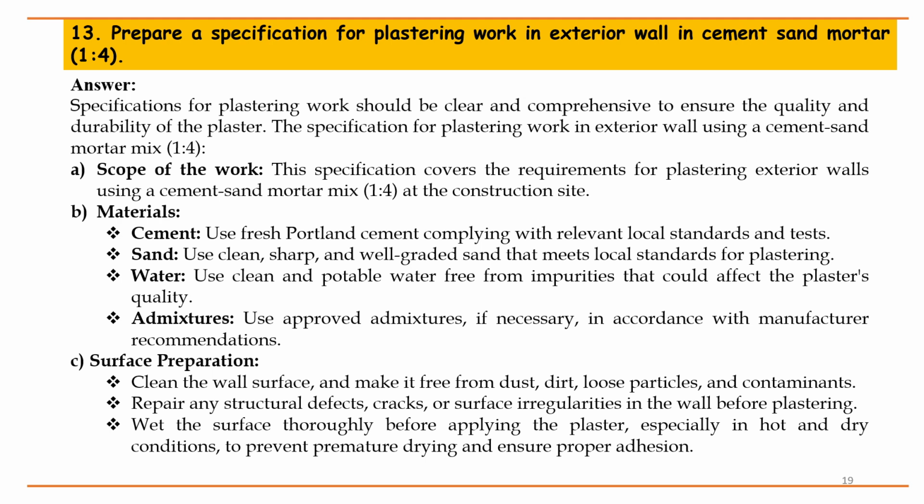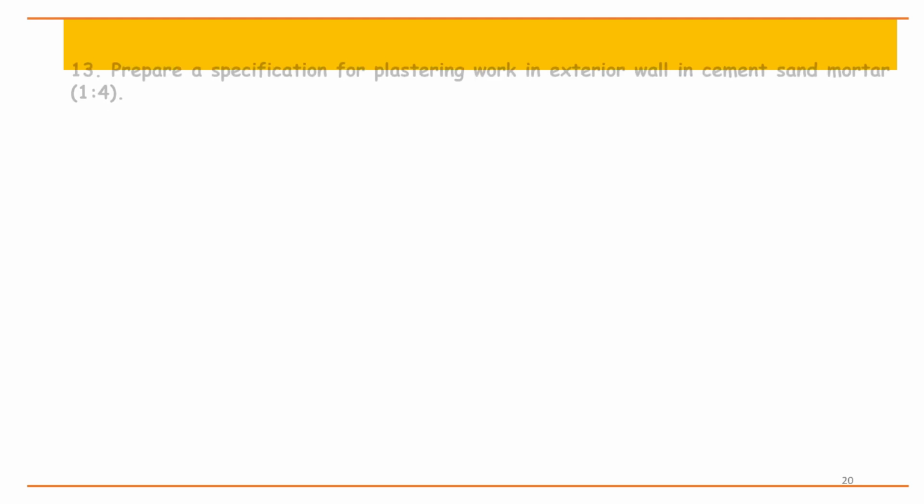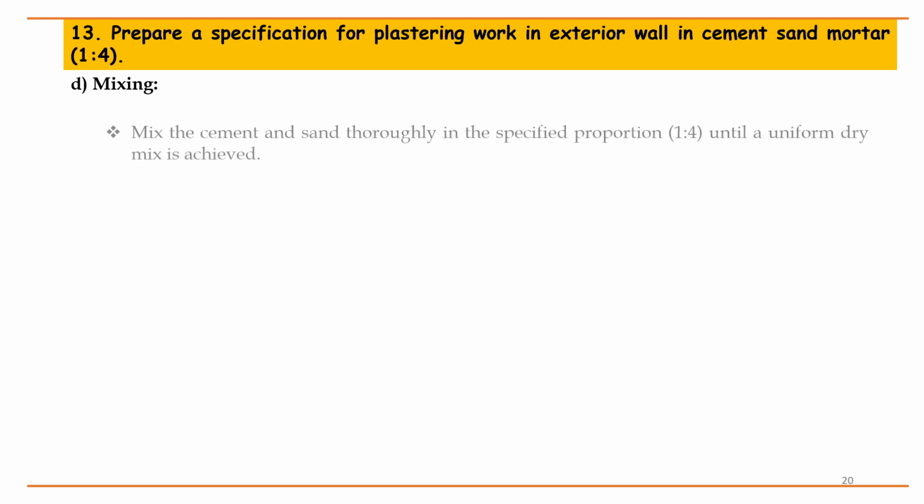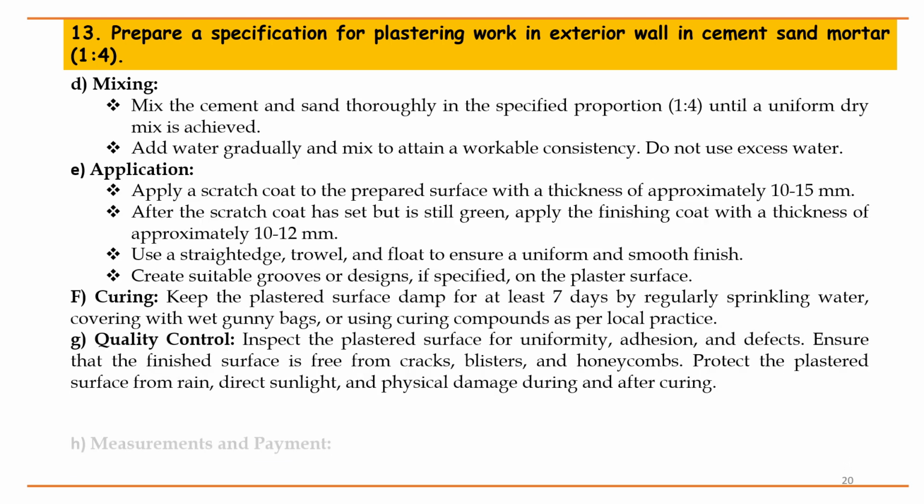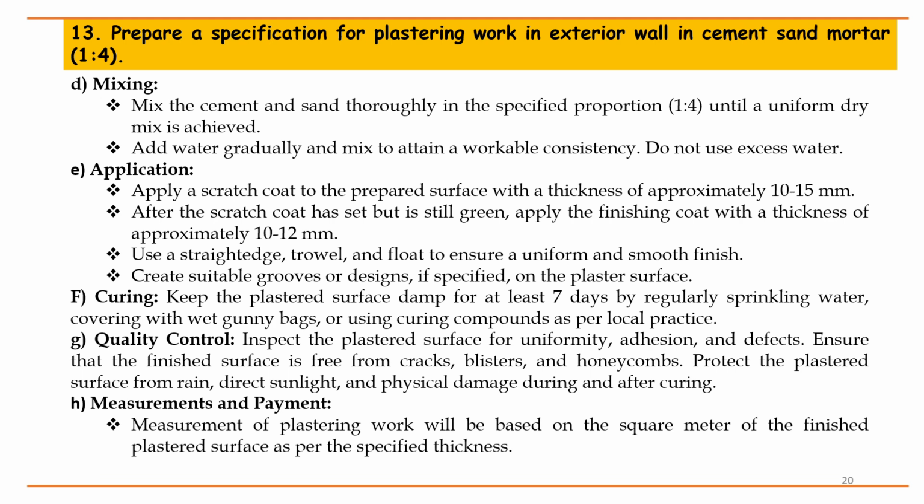B. Materials: Cement. Use fresh Portland cement complying with relevant local standards and tests. Sand. Use clean, sharp, and well-graded sand that meets local standards. D. Mixing. Mix the cement and sand thoroughly in the specified proportion 1:4 until a uniform dry mix is achieved. Add water gradually and mix to attain a workable consistency. Do not use excess water.